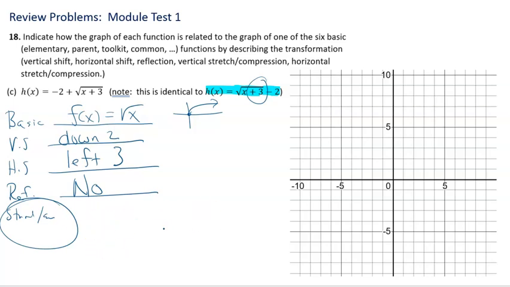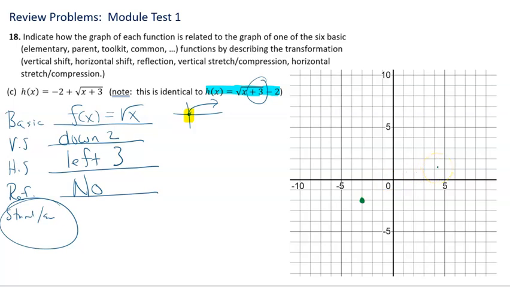Now, let's graph. I've got to move this main point right here, 0, 0. I'm going to move that point down 2 and left 3. So if I move that point down 2 and left 3, it is right here at negative 3, negative 2. And my arc is going to be over to the right because I haven't reflected it.